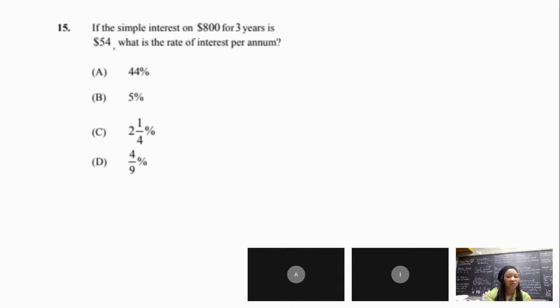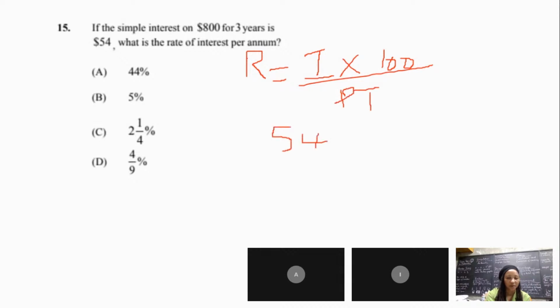All right, if the simple interest on $800 for 3 years is $54, what is the rate of interest per month? So the rate is interest times 100 over the principal times the time. The interest is 54 times 100. The principal is the amount that is invested, so that will be 800, and the time is 3 years.